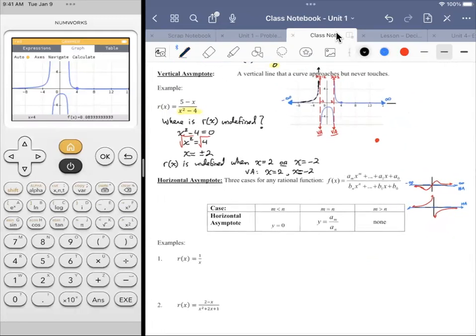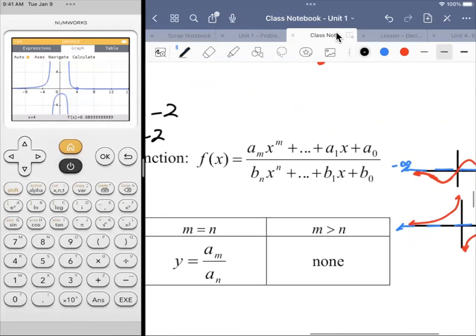All right. The first rule, I call them the M and N rules. I'm not the only one who calls them that, but we just use M and N to represent the highest power on the top of the fraction and the highest power on the bottom of the fraction. How they relate to one another is going to dictate whether there is a horizontal asymptote. All right.